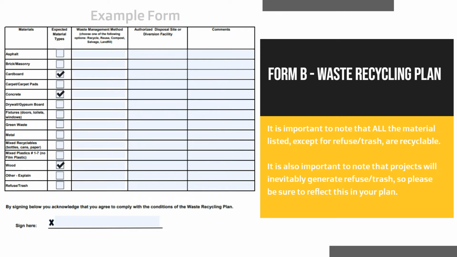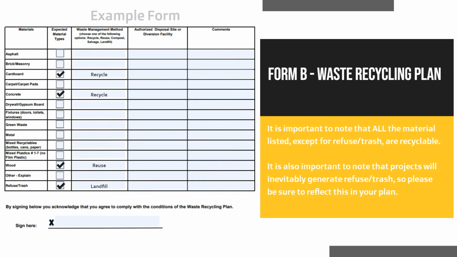He will check the box next to these materials and indicate his plan for each. Since all of these materials are recyclable, he is going to select recycle for cardboard and for concrete. However, he can choose to reuse the wood for firewood, so instead of selecting recycle, he will select reuse. Lastly, since generating refuse and trash is inevitable, he will also check the box next to refuse and trash and select landfill as the waste management method.